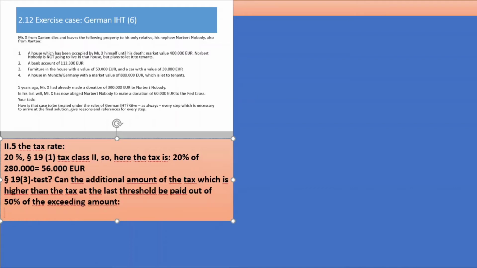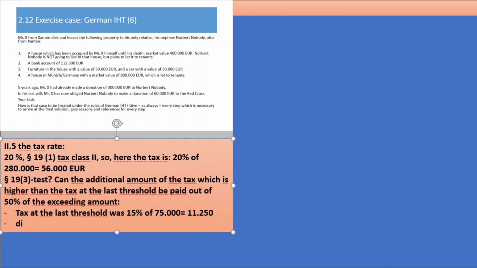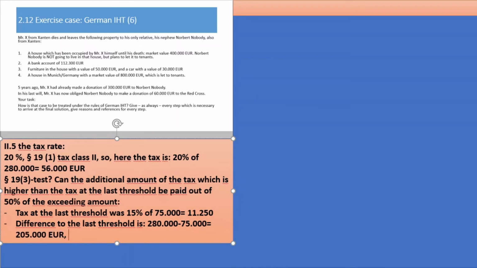Well, tax at the last threshold was or would have been 15% of 75,000. That would be 11,250. The difference to the last threshold is 280,000 minus 75,000, that is 205,000 euro. 50% of it is 102,500.